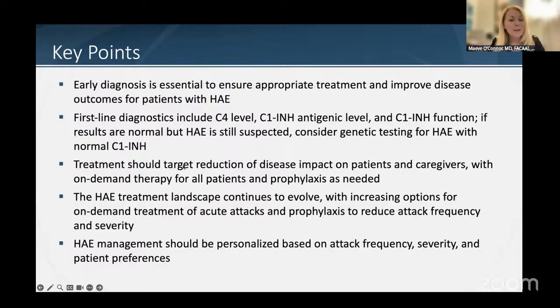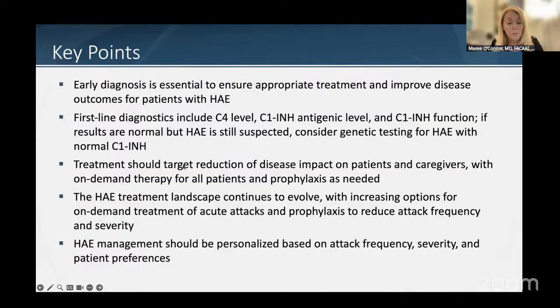Again, we're talking about hereditary angioedema. Early diagnosis is essential. This not only ensures appropriate treatment, but it helps improve disease outcomes for patients with HAE and improves their daily quality of life. We talked about the first-line diagnostic tests, including C4 level, C1 inhibitor level, C1 inhibitor function.